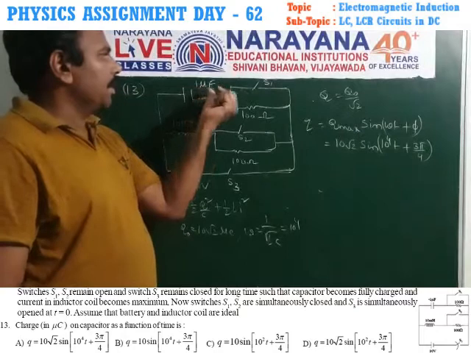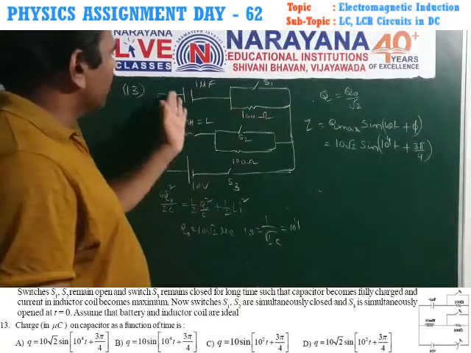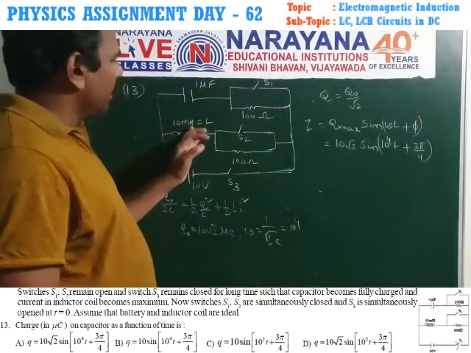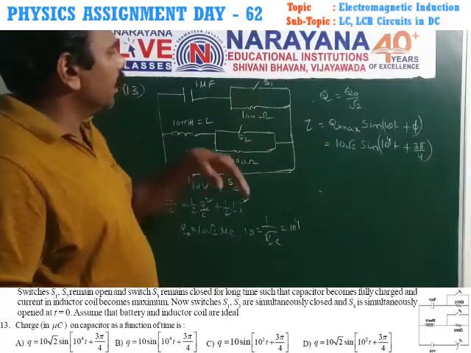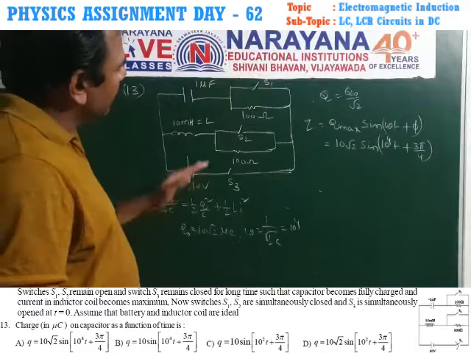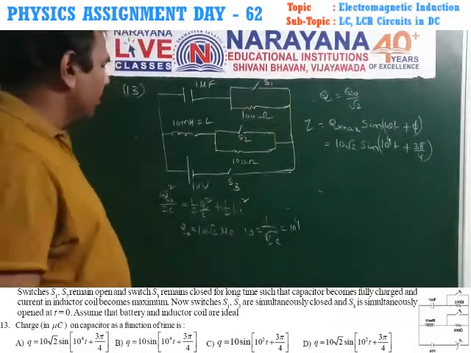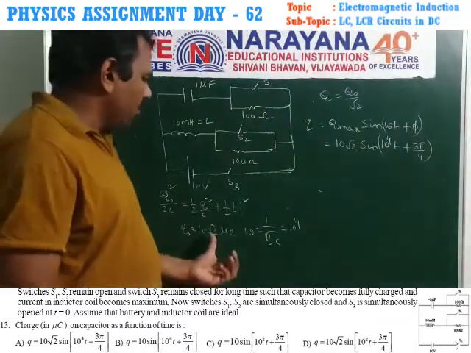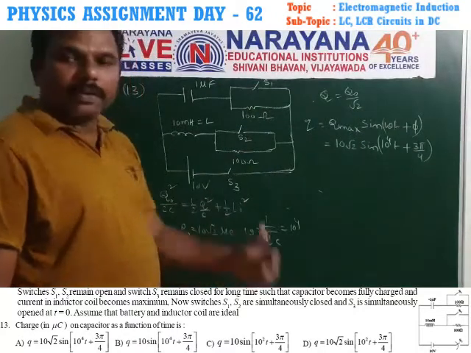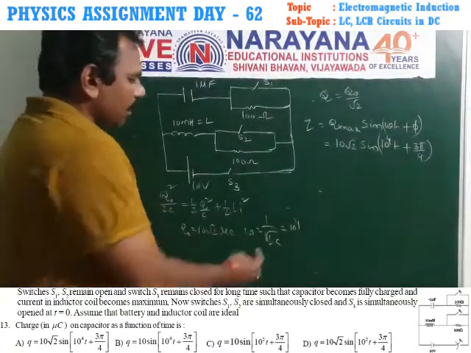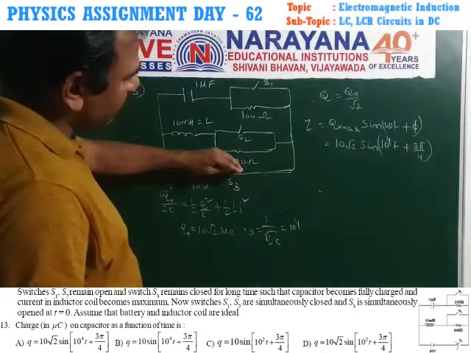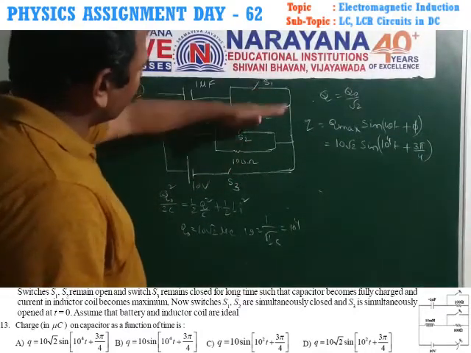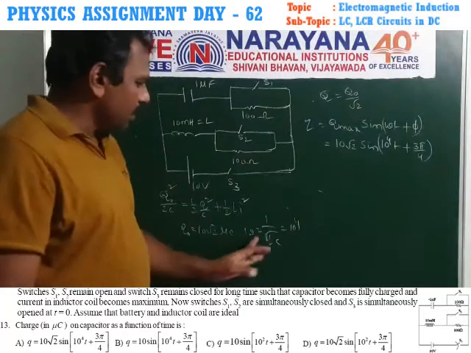Capacitor 1 microfarad, 100 ohm resistor, 10 millihenry inductor, and switches here. Initially S1, S2 are open, S3 is closed for a long time. We get the maximum charge stored on it as 10 root 2 microcoulombs. So angular frequency omega is equal to 1 by root LC, when switch S3 is open and S1, S2 are closed here.